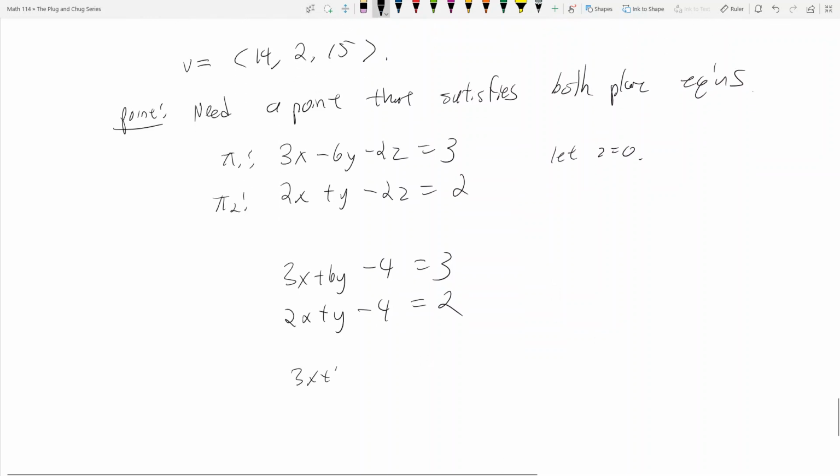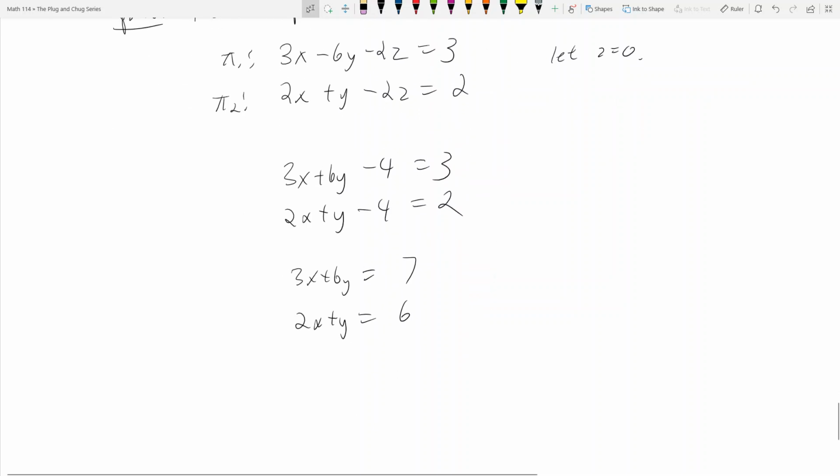So what do I get? This is 3x plus 6y is equal to 7, and 2x plus y is equal to 6. So it looks like y is equal to 6 minus 2x from this last equation. And then we plug that into here: 3x plus 6 times 6 minus 2x is equal to 7. 3x plus 36 minus 12x is equal to 7.